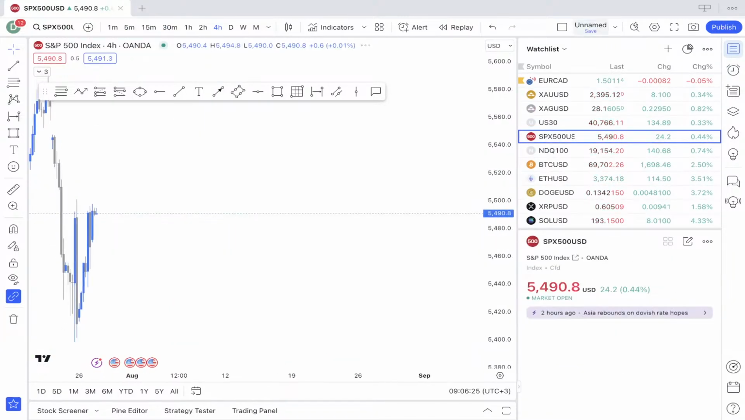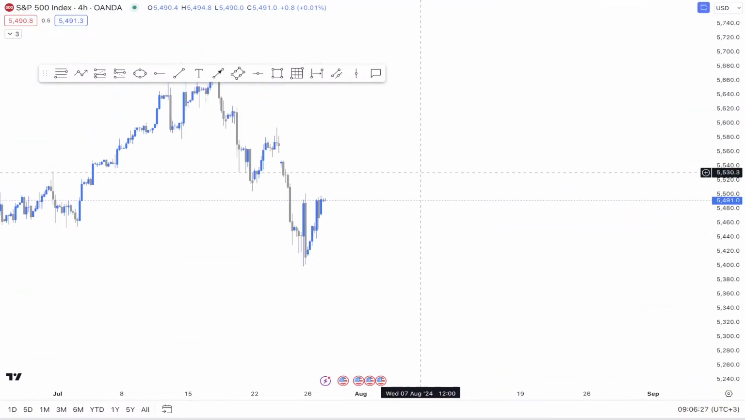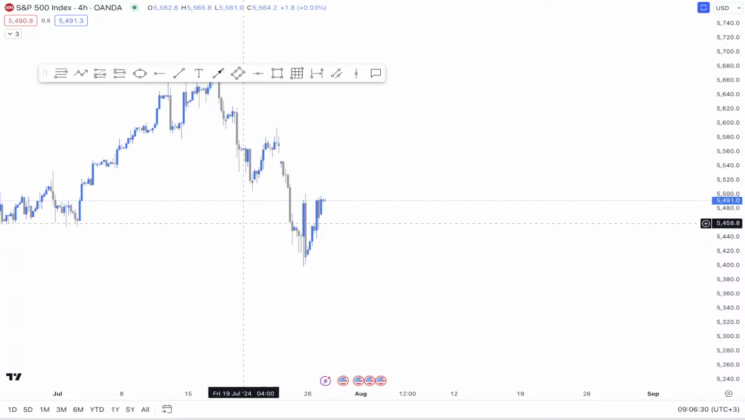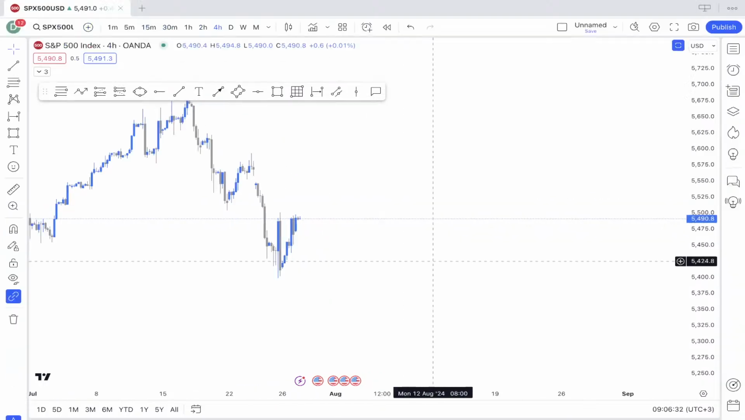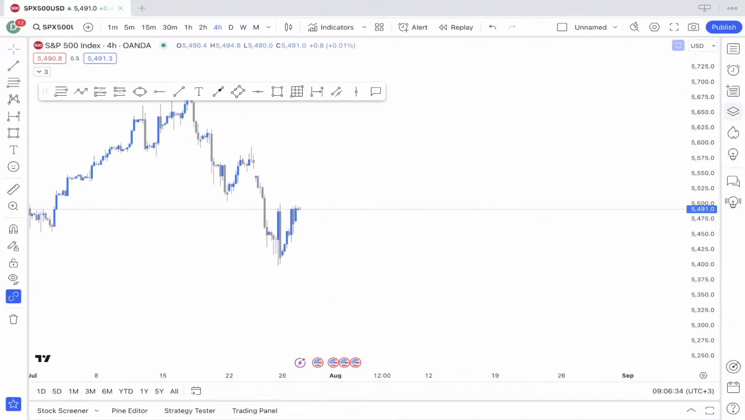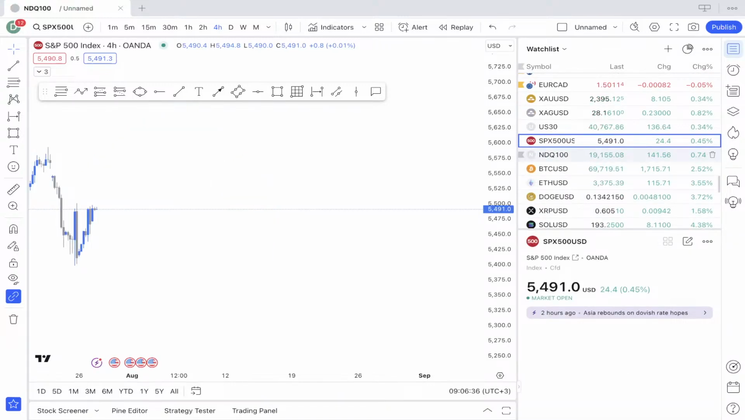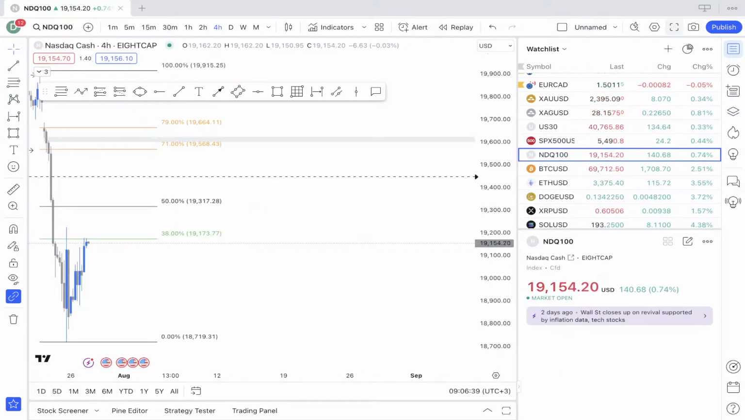Next up on SPX, I wasn't able to identify a new setup or a potential setup, hence why we're just gonna leave the chart as is, not waste any time on it, and wait for some fresh structure. On NAS 100, however, we do have a bearish opportunity.